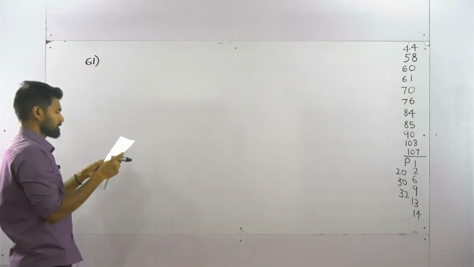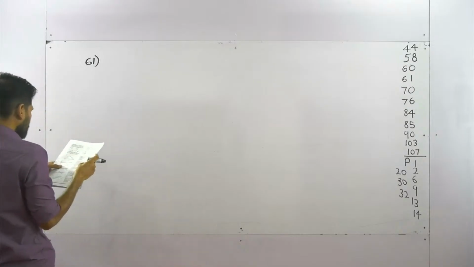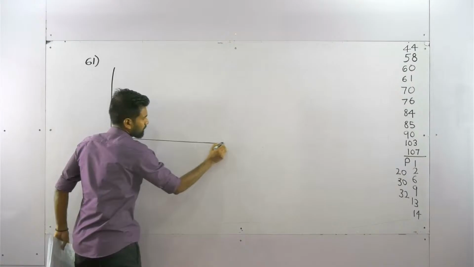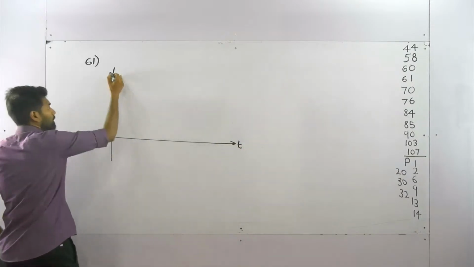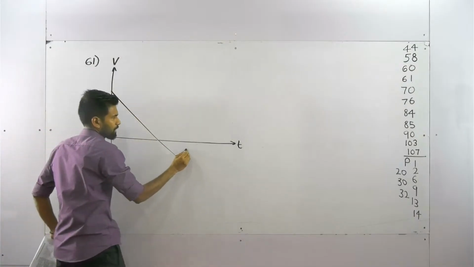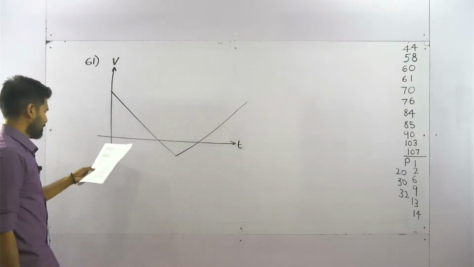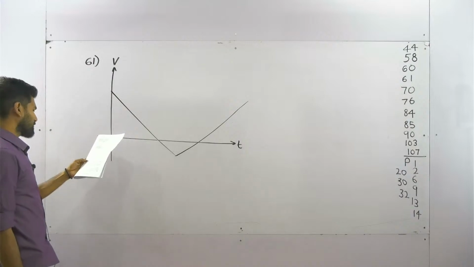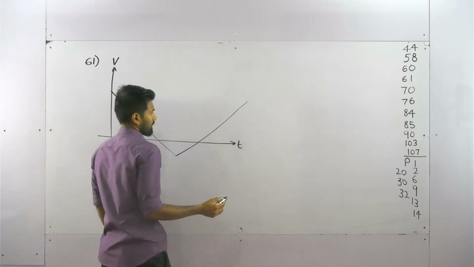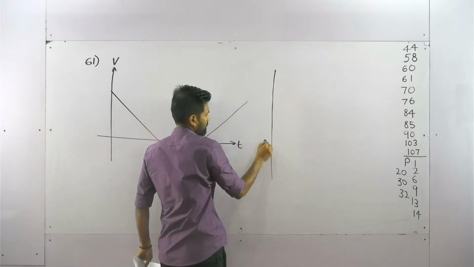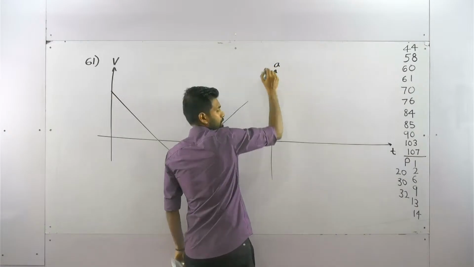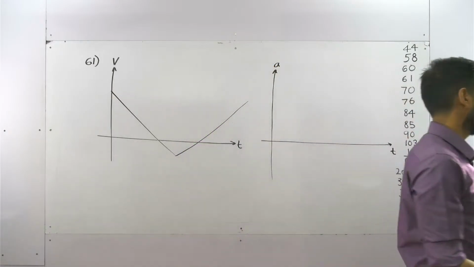The graph below shows a velocity versus time graph of a body. In question number 61, it's a velocity time graph showing how the velocity changes. Which of the following graphs represents the corresponding acceleration versus time graph? Now we have to draw the acceleration time graph for this velocity time graph.